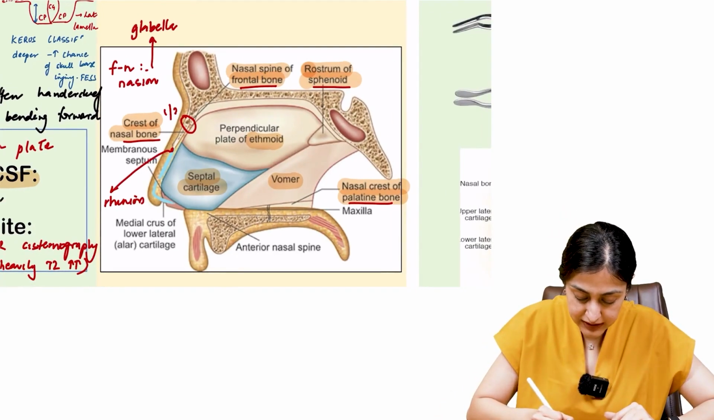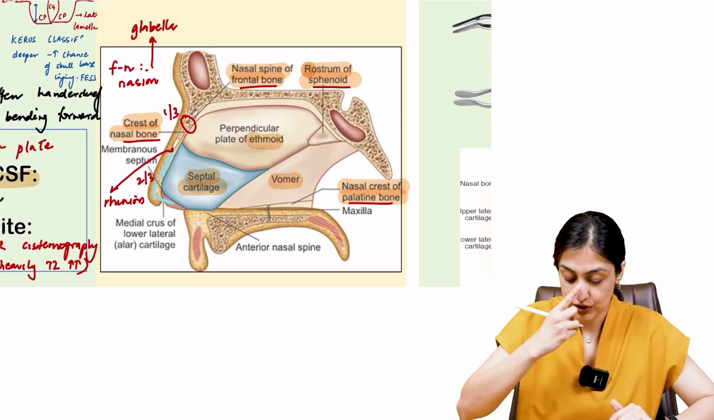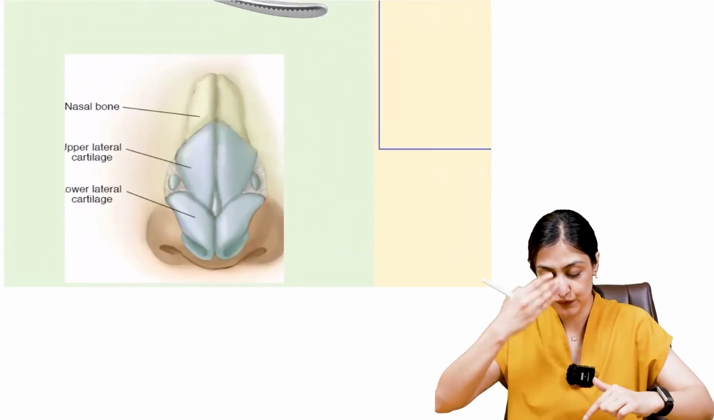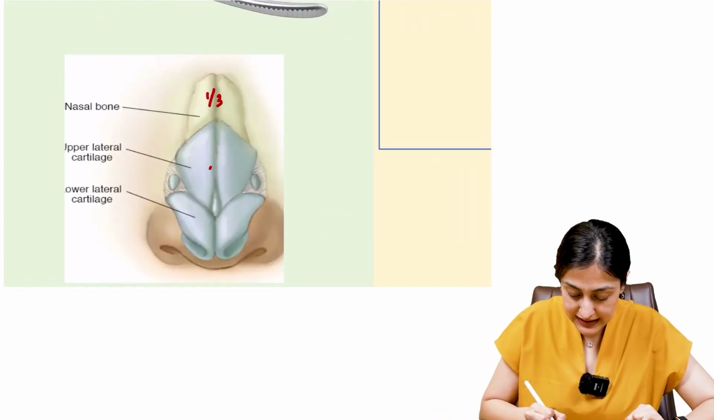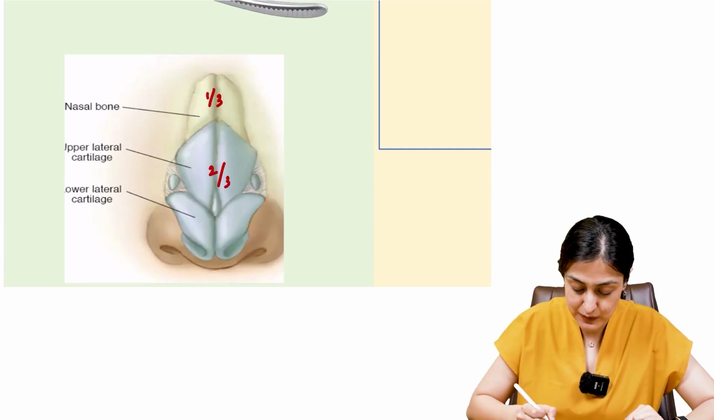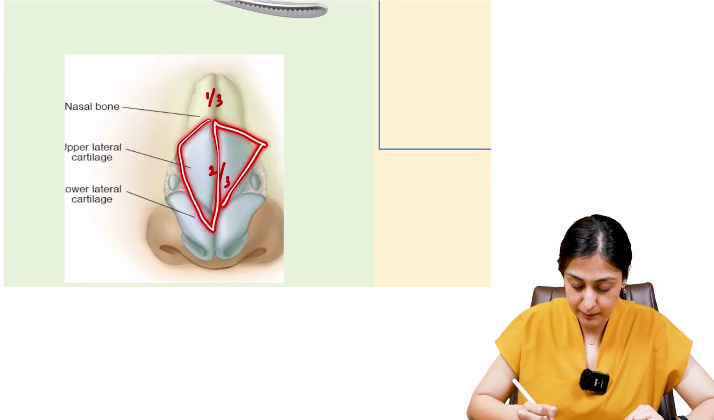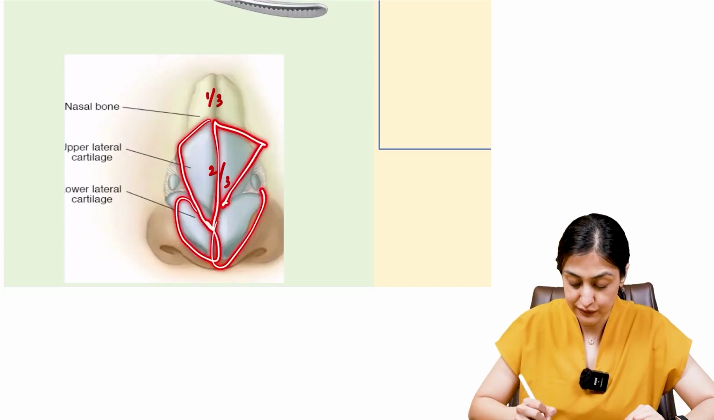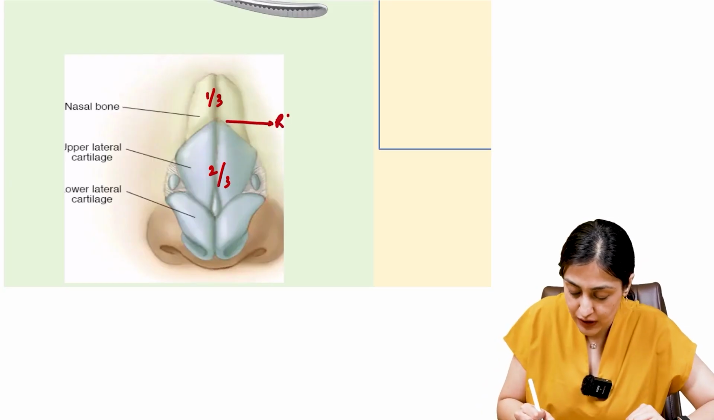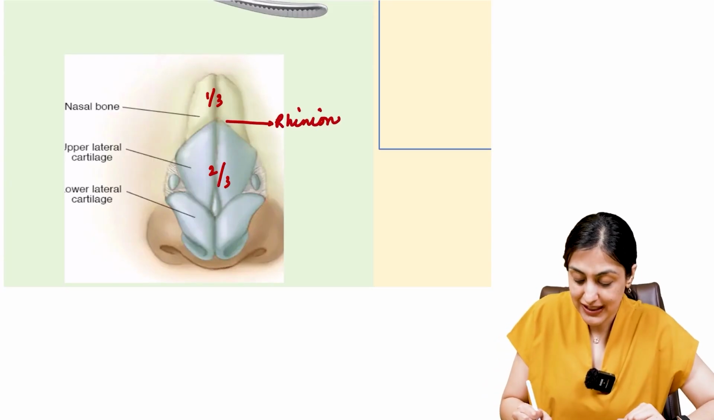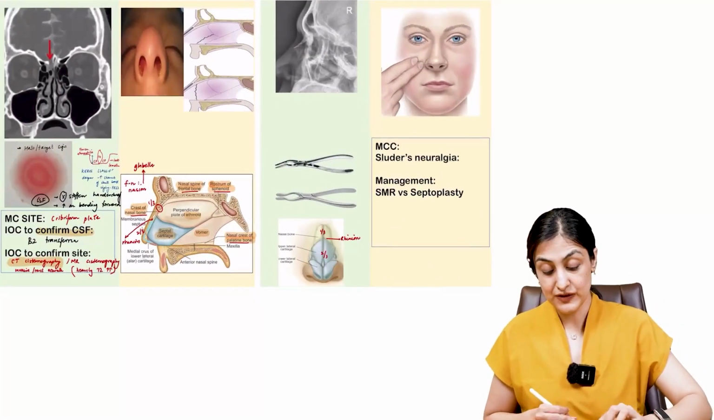So you know upper 1/3 is bony and lower 2/3 is cartilage. You can also see here from the external part of nose. So this is the upper 1/3 and this is the lower 2/3 of the nose, made up of two pieces of upper lateral cartilage and two pieces of lower lateral cartilage. So can I say this is the bone part which is called rhinion, right? So this is about the surface anatomy.